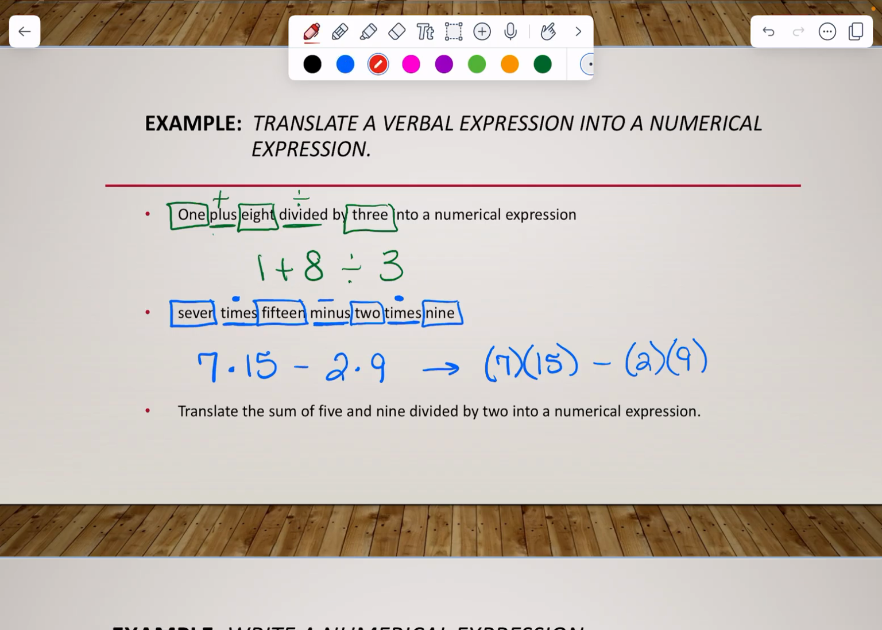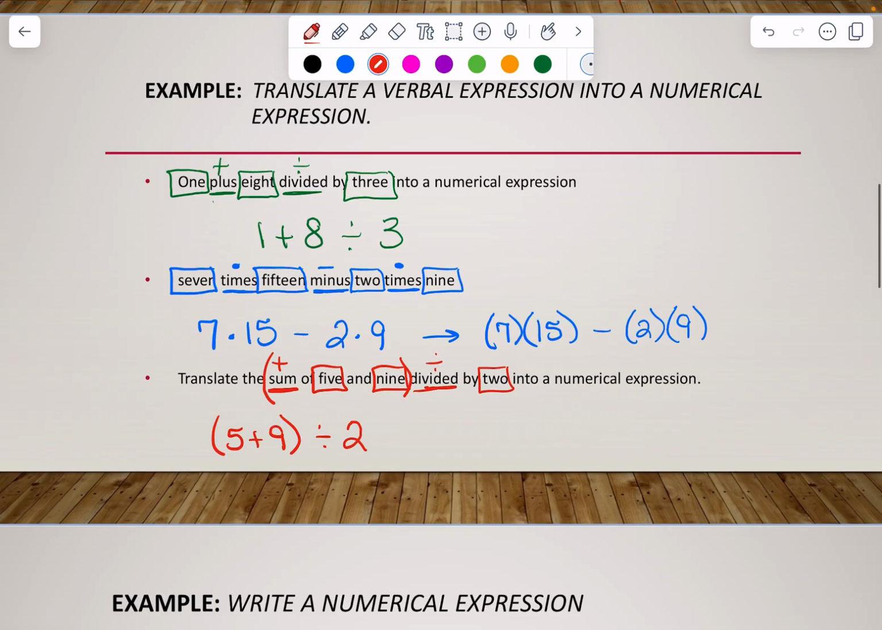All right, let's try the next one. Here it says, translate the sum, that's going to mean addition, of 5 and 9. Now, that is a key here. When we do it like this, that means we're going to have groupings because they want us to add the 5 and 9 together first. Then we're going to divide that by 2. So the sum of 5 and 9 divided by 2. That's how we would write those 3 into numerical expressions.